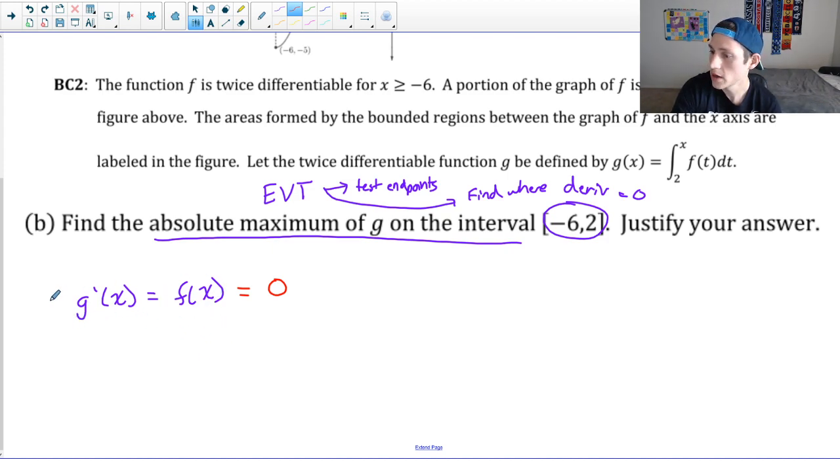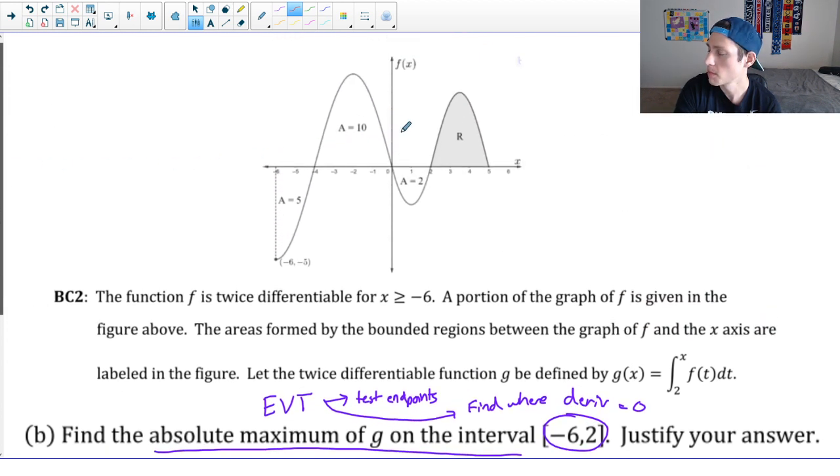Okay, so where is f equal to 0? This is a graph of f, specifically on the interval -6 to +2. So -6, there's 0, there's 0, there's 0. I already knew that I needed to test 2 because 2 was one of the boundaries, one of the endpoints. But I definitely need to test also -4 and 0.